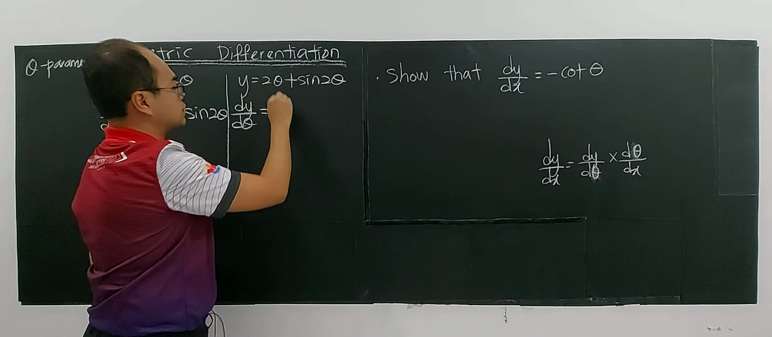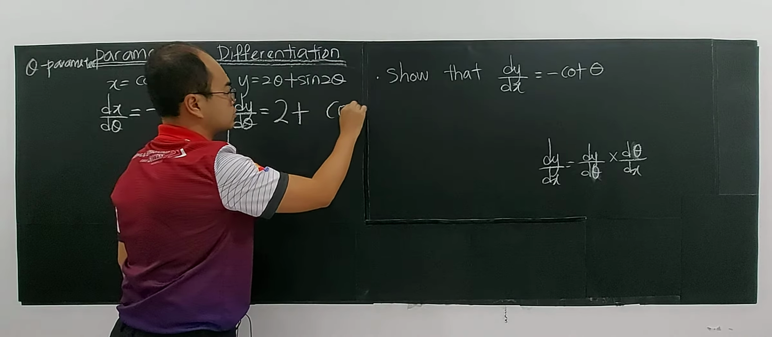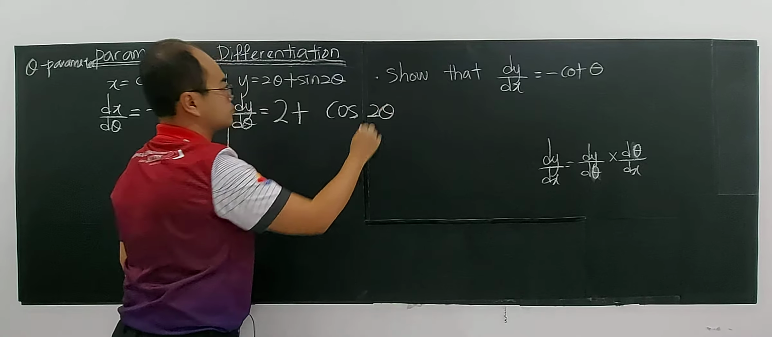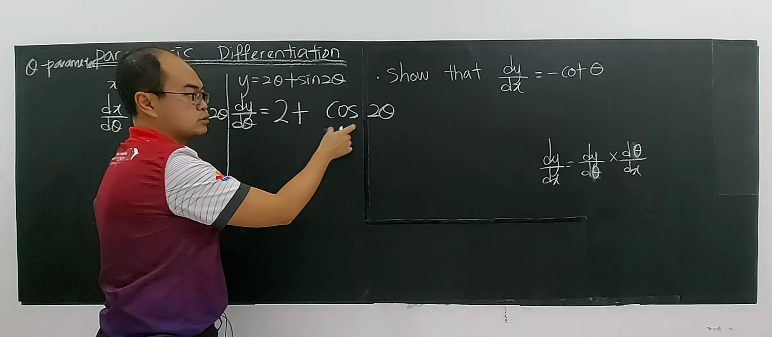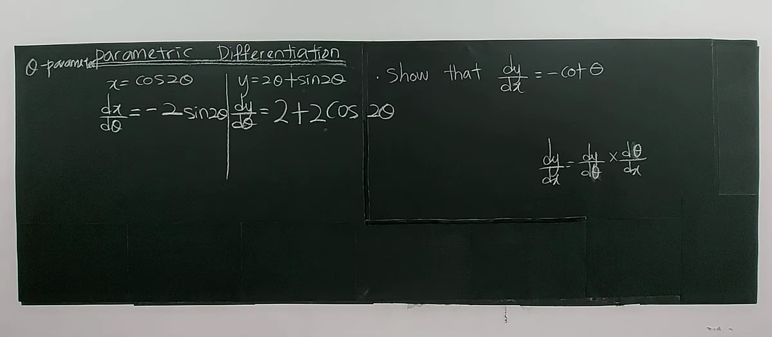Same thing for dy/d theta, differentiate y with respect to the parameter theta. Differentiate 2 theta, you get 2. Differentiate sine, easily you know this is cos, so cos 2 theta, and differentiate 2 theta, you have 2. So you have 2 plus 2 cos 2 theta.